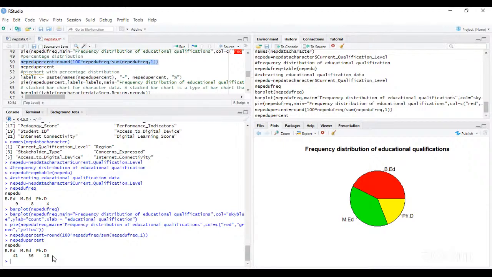Now, ma'am, you select the 53rd line. Labels.